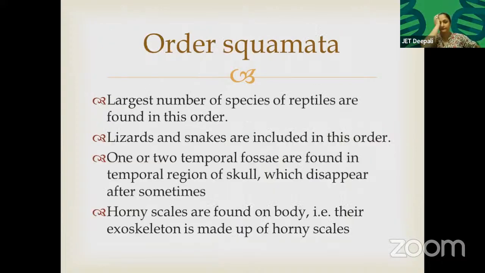Order Squamata. The largest number of species of reptiles is found in this order, so we will study most of the reptiles in Squamata. Lizards and snakes are included in this group, and there are lots and lots of lizards and snakes. One or two temporal foci are found in the temporal region of the skull, which disappear after some time, whenever they achieve adulthood.